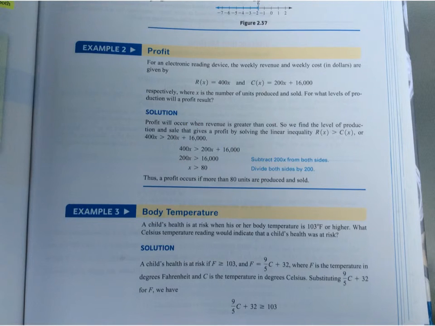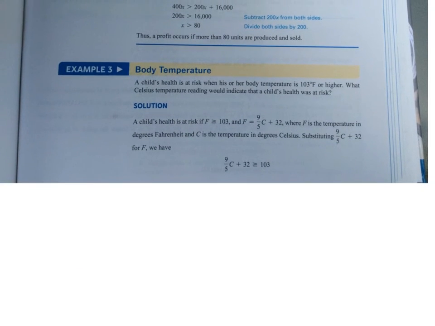All right, so let's look at example 3. Basically the same thing. A child's health is at risk when the temperature is above 103 degrees Fahrenheit. Above 103. What Celsius temperature reading would indicate that a child's health was at risk? So what we're trying to do is find out what this is in Celsius, because anything above that in Celsius would be dangerous for a kid.